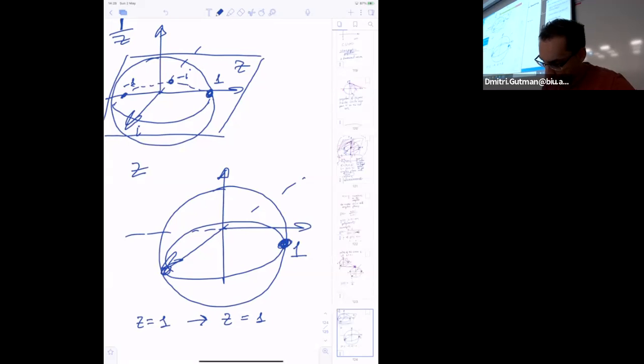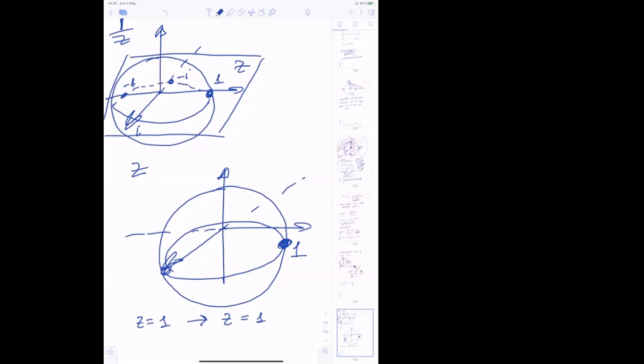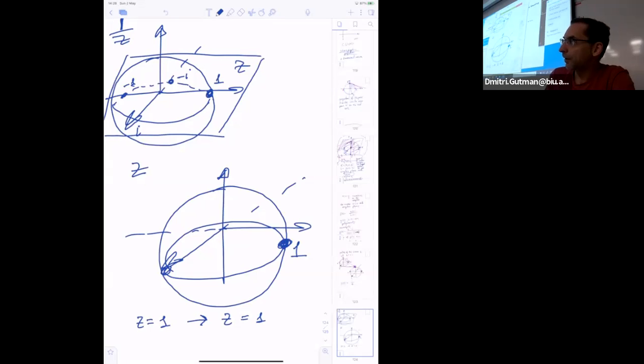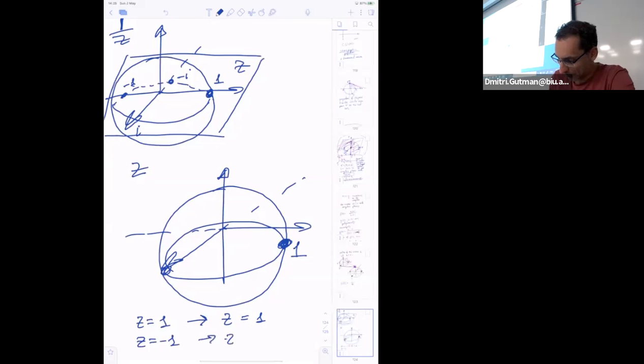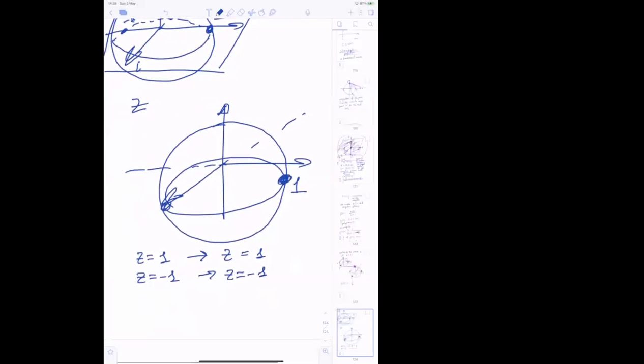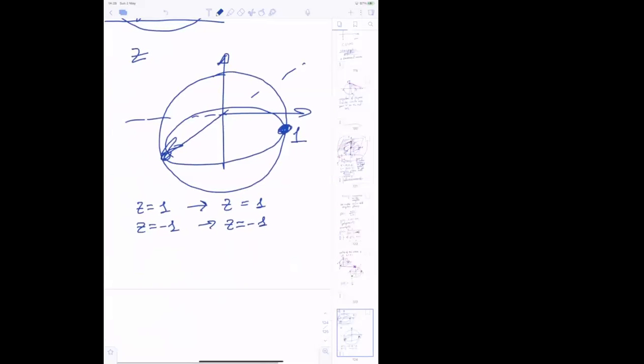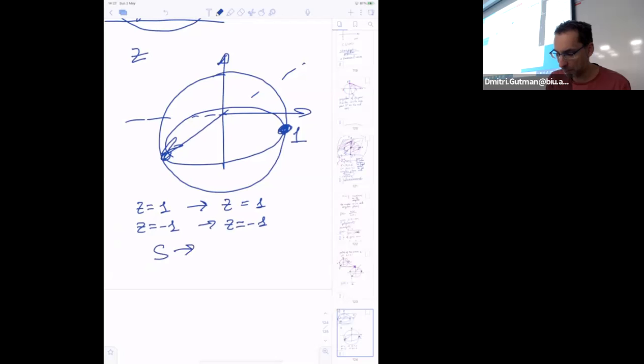Well, I was slightly not accurate with x, but I think that the drawing is clear. Point z equal minus 1. Where does it go? The same point. It also goes to the same point. So the southern pole now becomes the northern pole. So it's flipping the sphere. The southern pole becomes the northern pole.